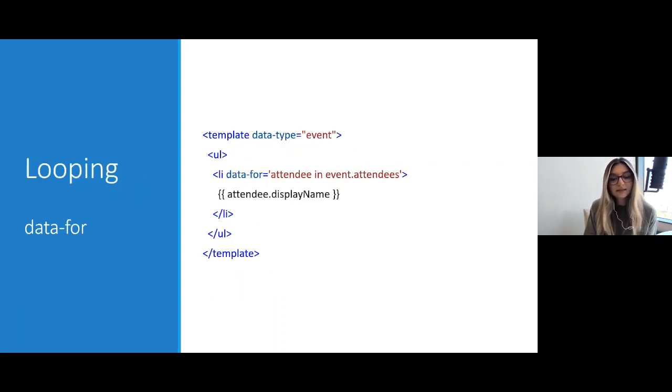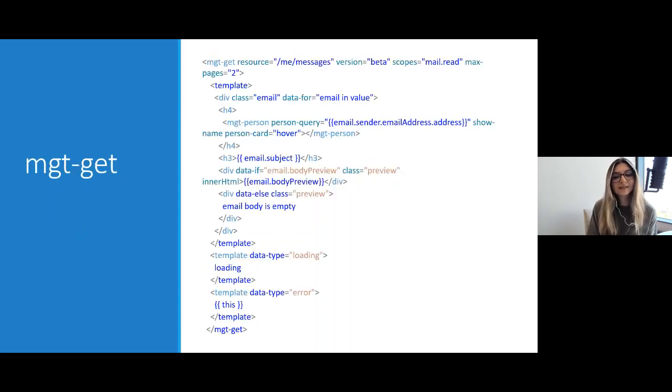Looping is again the same thing. If you have hundreds of people you need to show on the screen, instead of writing 100 lines of list, we can use data for, so we can just show 100 events on the screen with 2-3 lines of HTML code. MGT get, this is my favorite part, let's say.